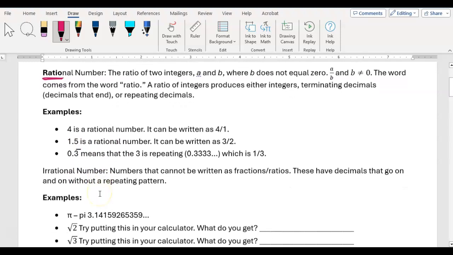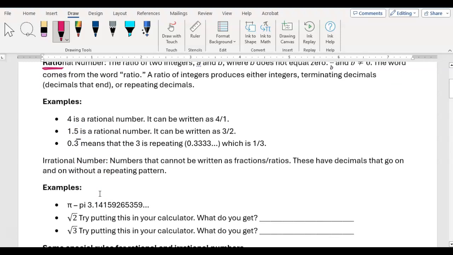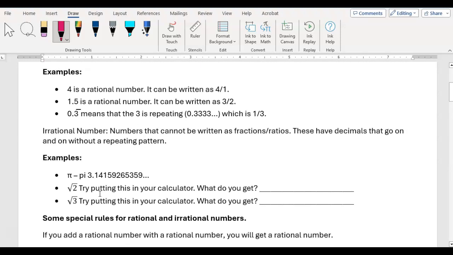An irrational number then is not a rational number, but a number that cannot be written as a fraction or ratio. These have decimals that go on and on without a repeating pattern. So pi is a perfect example of an irrational number. Pi is 3.14159265359, and so on and so forth. Square root of 2, square root of 3, lots of our square roots are going to be irrational numbers.